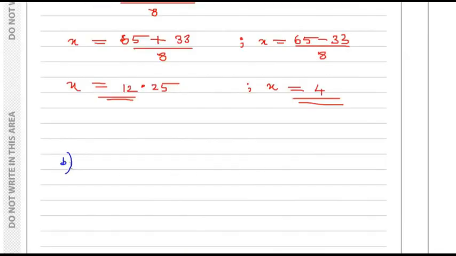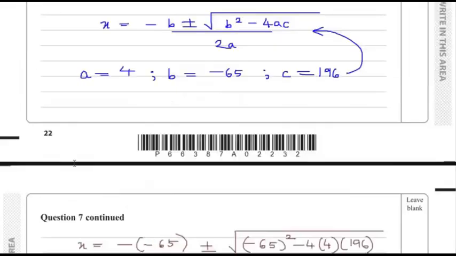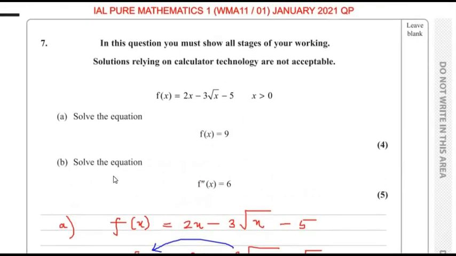Now let us look at part B of the question. Solve the equation f double dash of x is equal to 6. Now this question belongs to chapter 8, which is differentiation. So you can see that they have combined the quadratics chapter with differentiation. Now double dash, in the sense they want us to differentiate the f of x expression 2 times. We can also call it the second derivative.